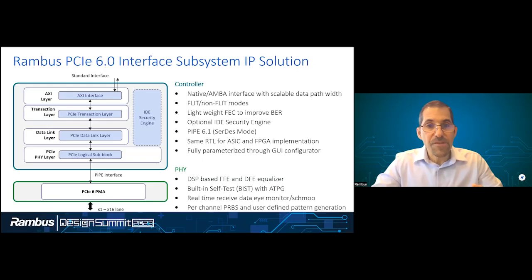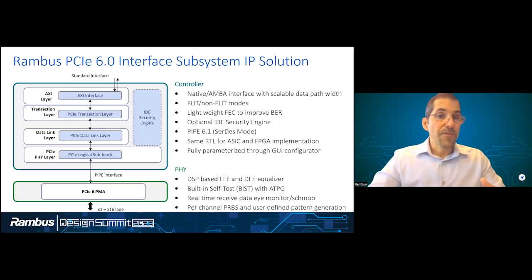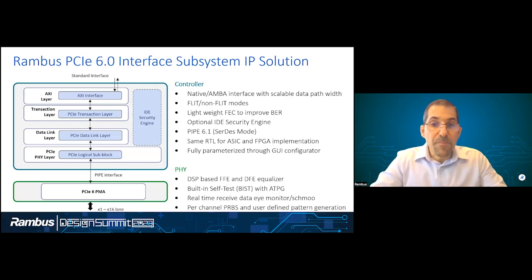A brief note on the PHY. On the physical layer side, moving to PAM4 leverages the DSP architecture, with FFE and DFE equalizers, built-in self-test, real-time receive data eye monitoring, and SHMU for debug and diagnostics, and per-channel PRBS and user-defined pattern generation.